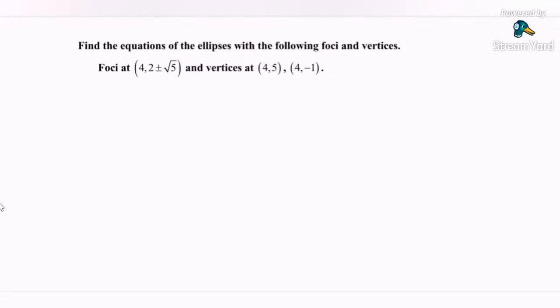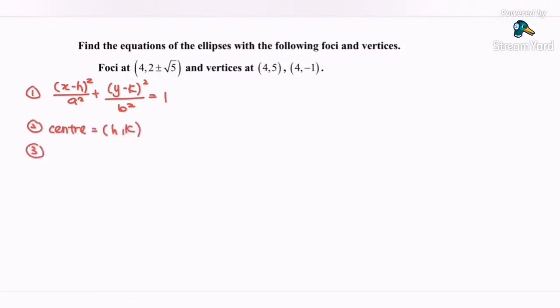So kindly refer to the questions. Find the equations of the ellipse. Meaning that what we have to do is to state the standard form. So (x minus h) squared over a squared plus (y minus k) squared over b squared equals 1, where we have the standard form. The second part is to identify the center, where we have (h, k), followed by the values of a, b, and c. Next is to sketch the graph.